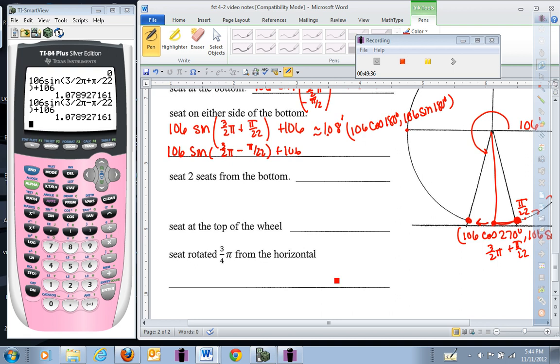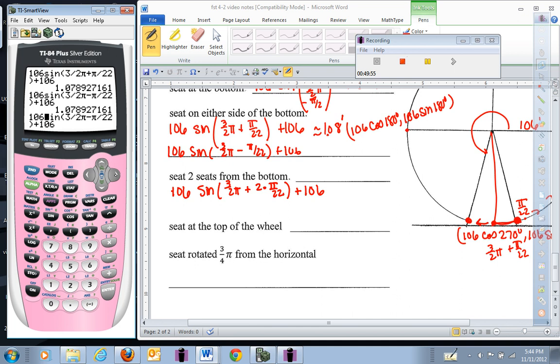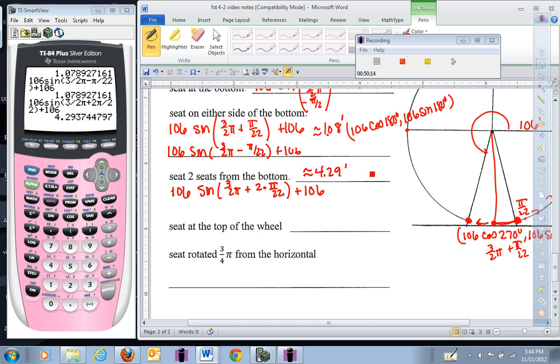Okay, it says what if we were 2 seats from the bottom? Well, 2 seats from the bottom would be 106 times the sine of 3/2 pi plus 2 times pi over 22, right? That's 106. We'll see if we can doctor this up and use this again. I'll change this back to a plus, and then I'll get a 2 on here. 2 times pi over 22, okay, says we are about 4.29 feet off the ground.